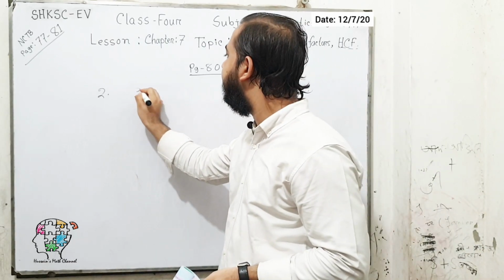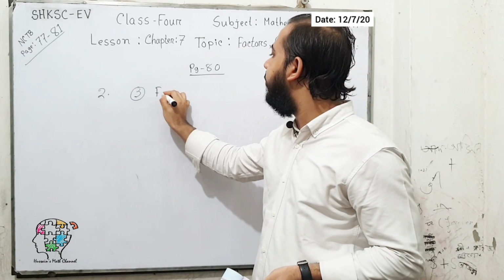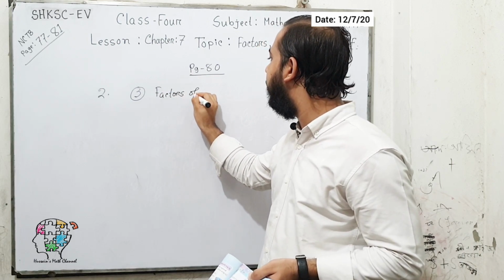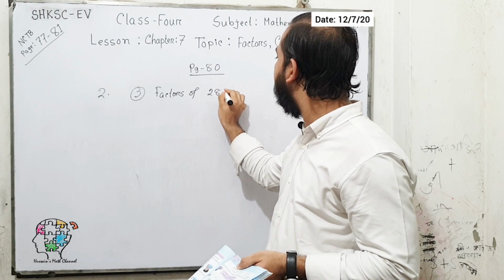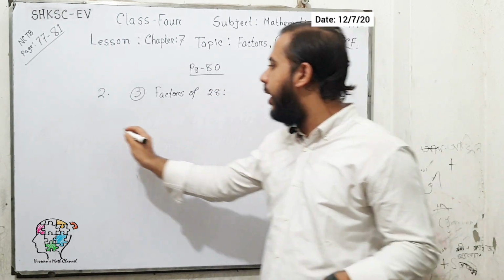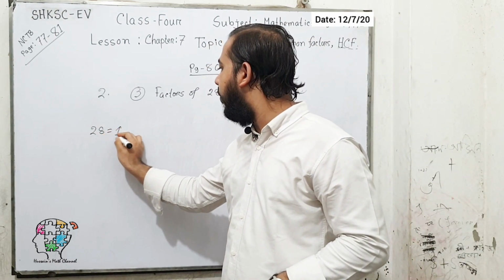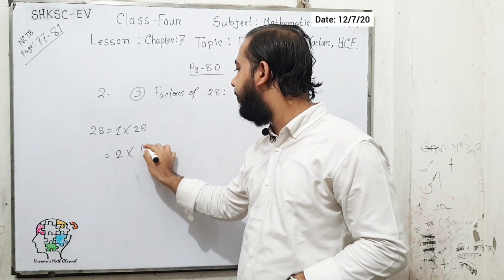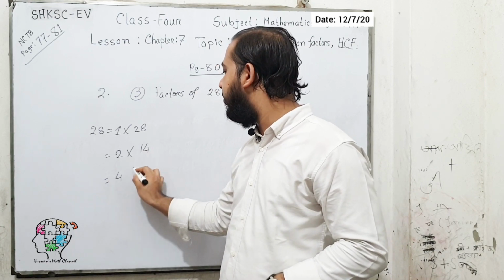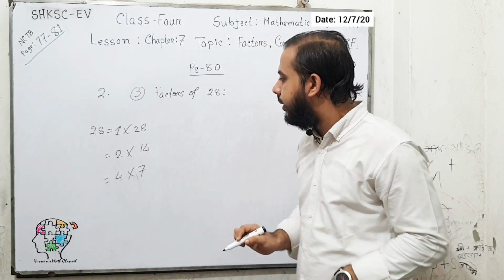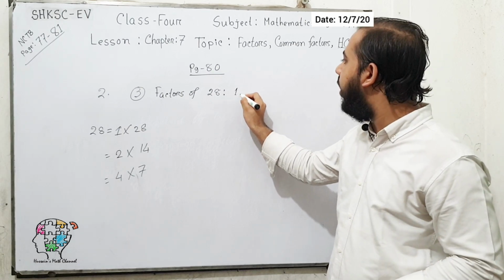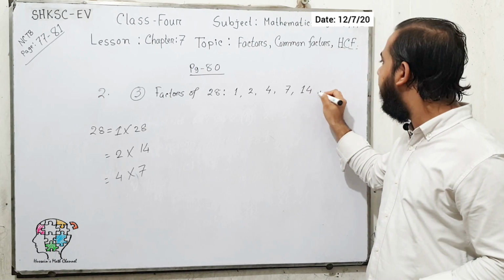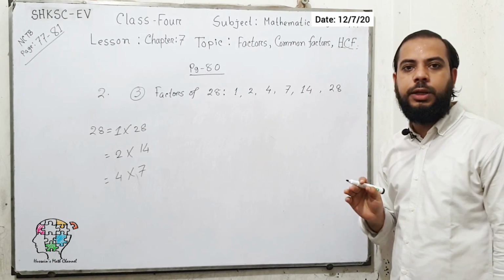Question number 3. Factors of 28. If you do rough work, 28 can be written as 1 times 28, 2 times 14, and 4 times 7. All right. So these are the factors of 28: 1, 2, 4, 7, 14 and 28.